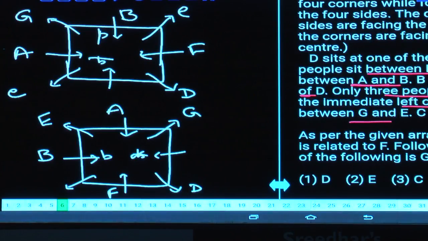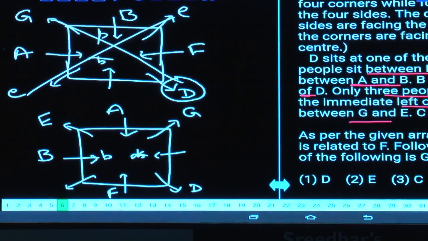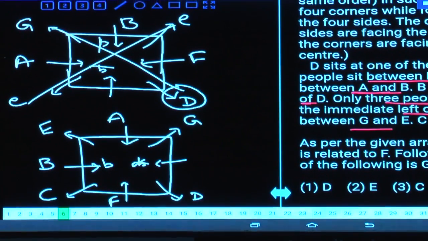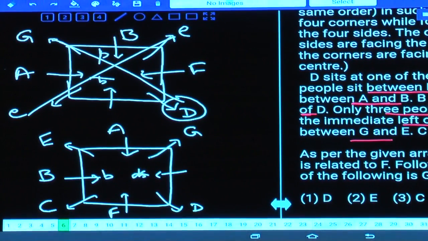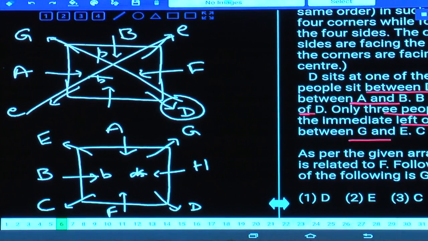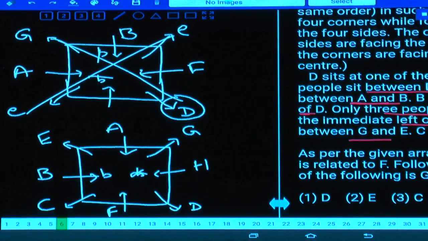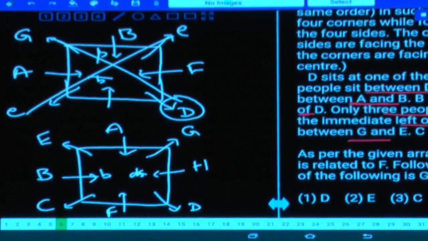C sits third to the right of A. As C is seated third to the right of A, here 1, 2, 3. In this case, C sitting third to the right of A is not possible because D and C would be in the same place. Hence C must be at this place. If C is here, then the person left over is H. Now this is how these 8 persons are seated around this circular square table.